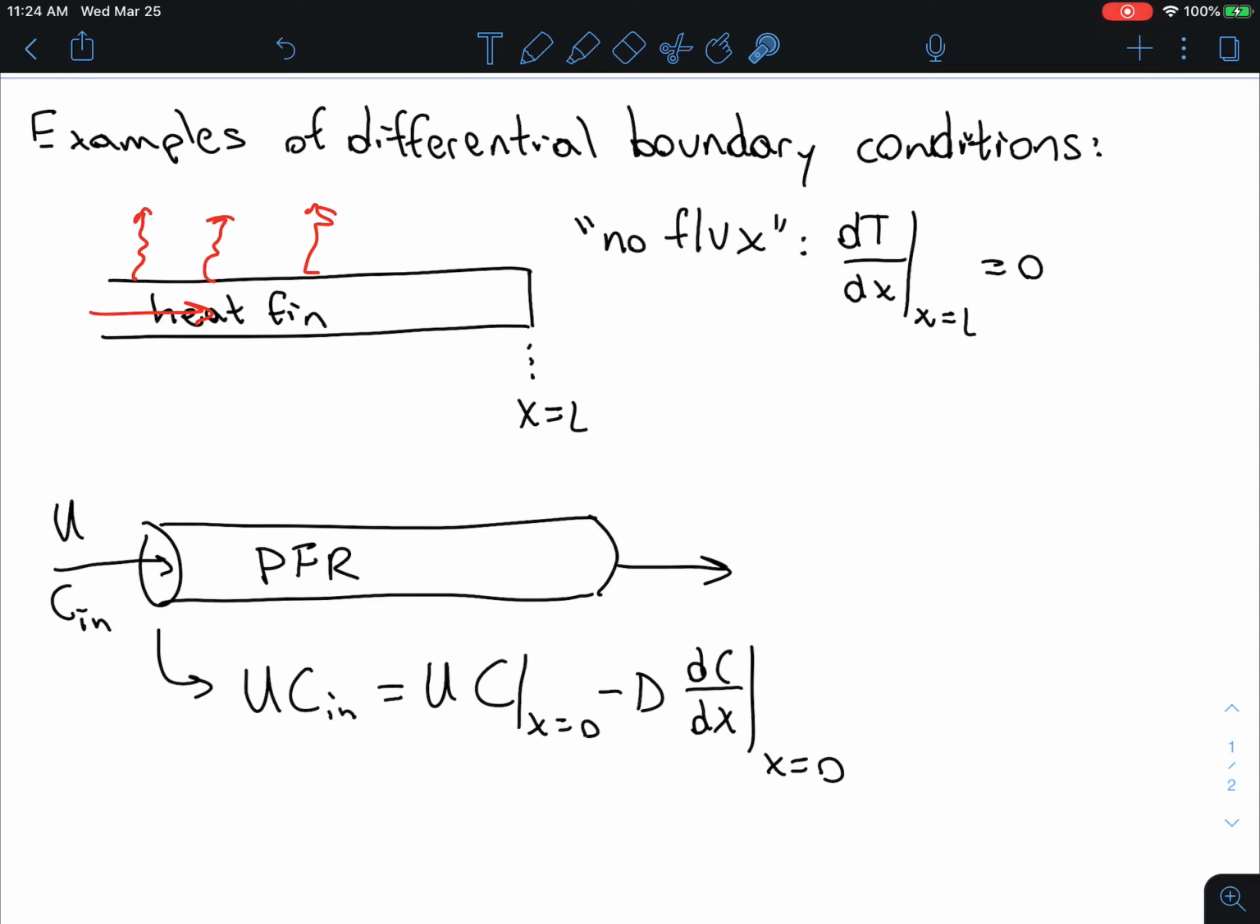Quite often you have a discontinuity between the composition of the inlet stream and the composition inside the reactor at x equals 0. And then you have this other differential term. So it's not a requirement, but commonly we use virtual points to treat this system. Let me start with the heat fin.